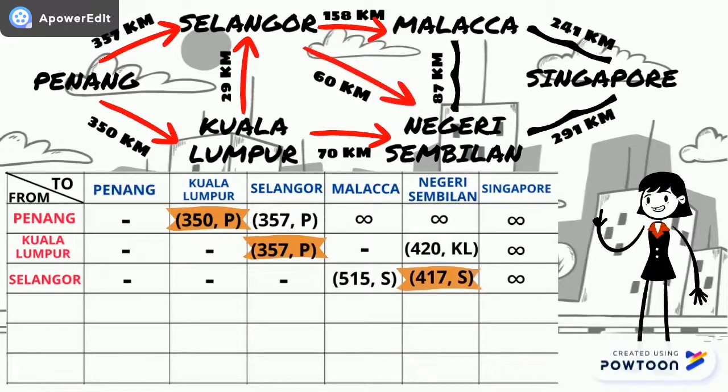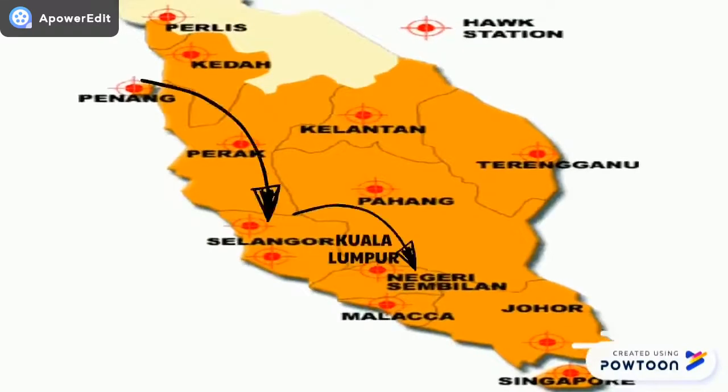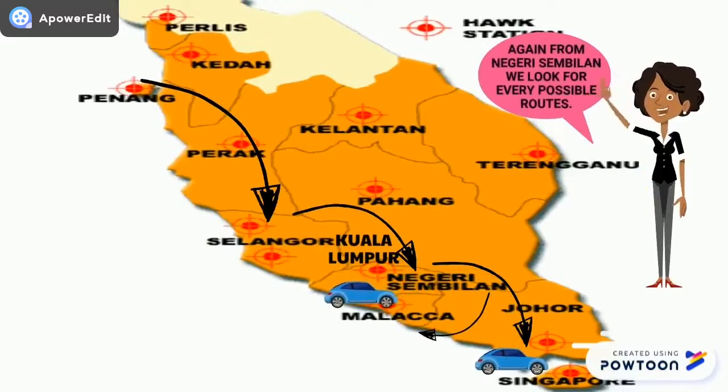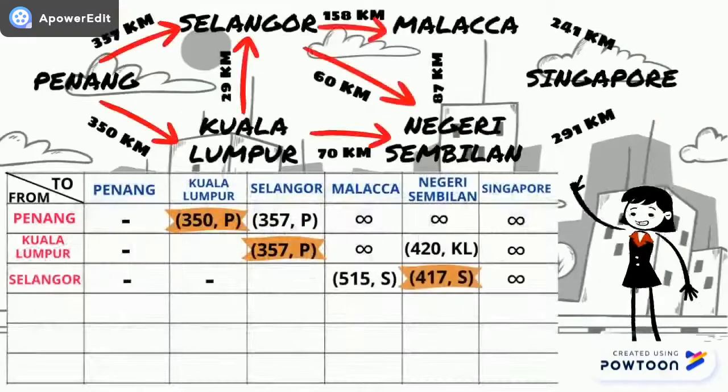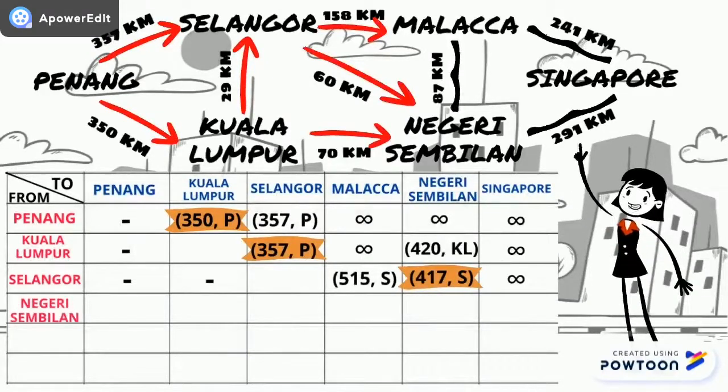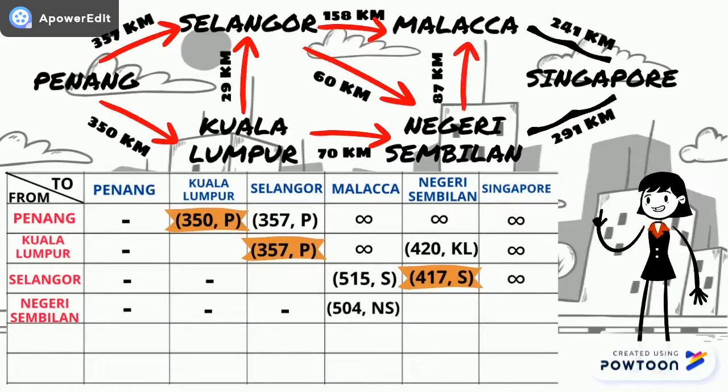Now, we fix Negeri Sembilan as our next current vertex since it has the shortest distance and consider routes from Negeri Sembilan. Negeri Sembilan has two adjacent vertices, Malacca and Singapore. For Malacca, when we add 417, the current distance of Negeri Sembilan, and 87, the distance is 504 km, which is shorter than previous distance. Thus, we update the new distance to Malacca, 504, and update distance to Singapore, 708, while other vertices remain unchanged.